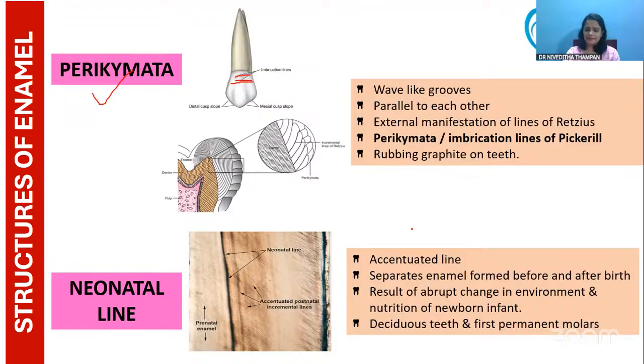Okay, then enamel formation for some teeth, like the deciduous teeth and the first molars, usually happens in the intrauterine life itself. Before the birth of the baby, this enamel formation will start happening. So the enamel formed before birth and after birth will be separated by a very prominent line, like this. That line is called the neonatal line.